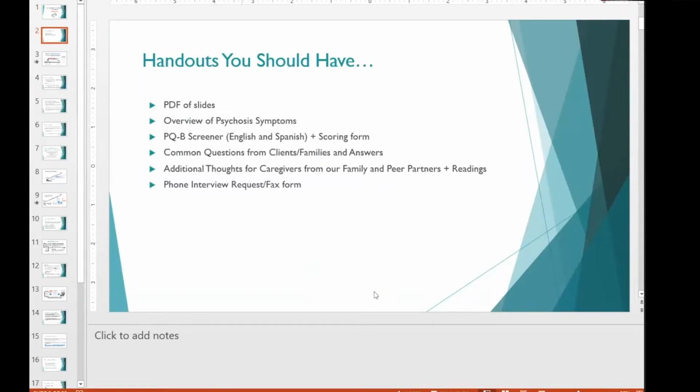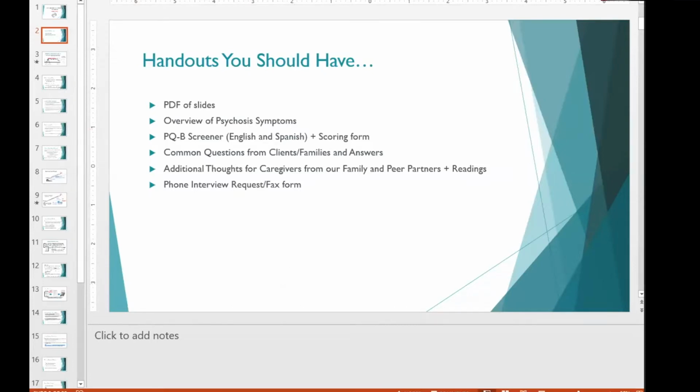The next slide, handouts you should have. So I'm going to go through these handouts, because these are the things that I pass out to people when I do what I call an outreach and education session. So first is a PDF of my slides. They will always ask you for a PDF of your slides. So it's best to just have them ready.